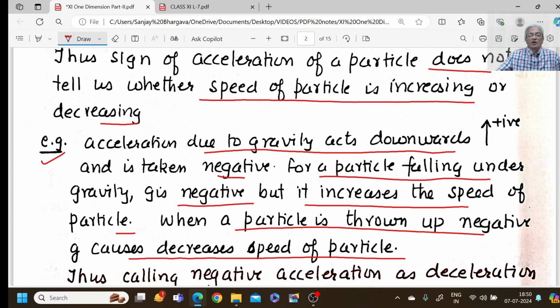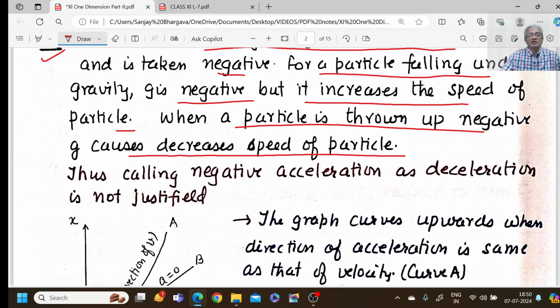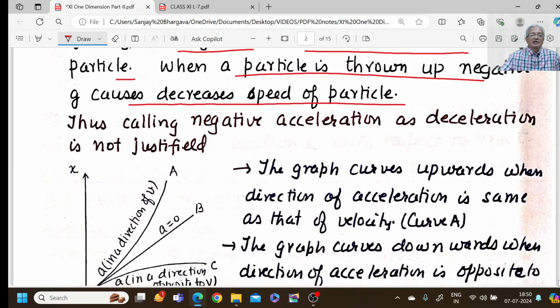So calling negative acceleration deceleration is not justified. We will identify it on the basis of whether the speed is increasing, in which case we call it acceleration. If the speed is decreasing, we will call it deceleration. Acceleration and deceleration are not to be decided on the basis of the sign associated with the acceleration.